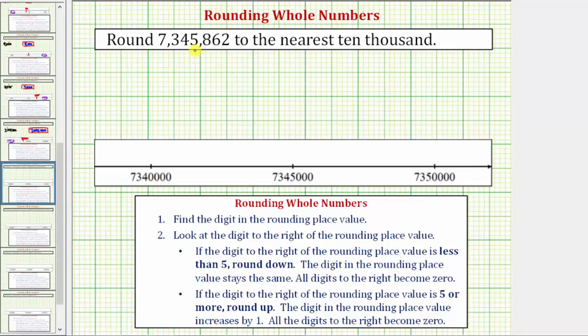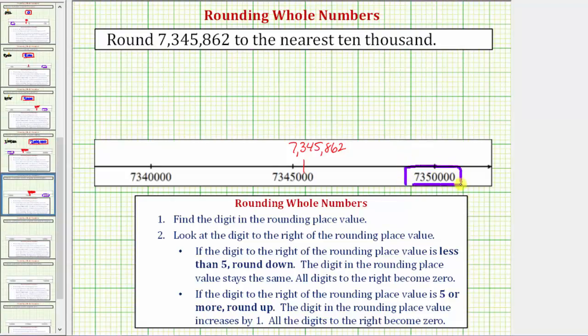We have the same number, but now we're rounding to the nearest 10,000. So using the number line, if we were to count by 10,000s, notice how 7,345,862 would be between 7,340,000 and 7,350,000. And again, it's helpful to find the value in the middle, which in this case would be 7,345,000. So notice how the given number is larger than 7,345,000. So let's say it's approximately here. So because the given number is closer to 7,350,000 than it is to 7,340,000, the given number rounds up to 7,350,000.